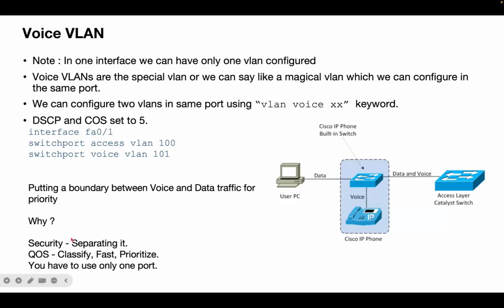So now let's talk about the voice VLAN. I can call it a magic VLAN. Normally, on a single switch port, we can configure only one VLAN. Only one access VLAN can be configured. It can be VLAN 10, VLAN 20, VLAN 30. So you type switchport mode access, then switchport access VLAN 10, or switchport access VLAN 20. That is how we configure the access VLAN.